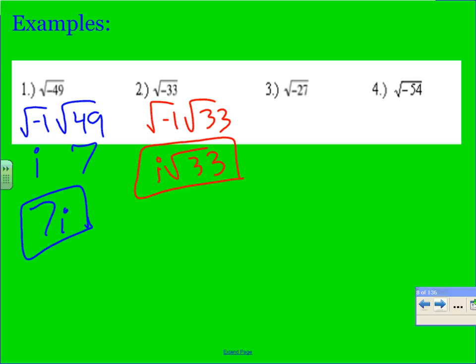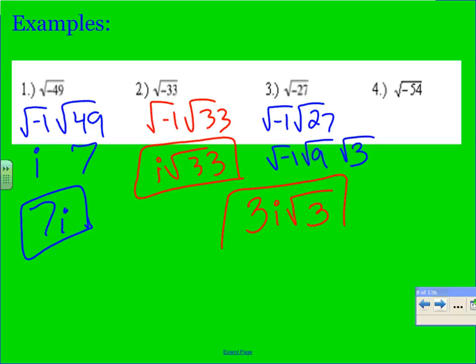Okay, square root of negative 27. We need to break that down into 3 things. Gigi, what can we break it down into? Good job. So square root of negative 1, and then you know 27 can be broken down into 9 times 3. So what would our answer be? Nathan? 3I times the square root of 3. Good job. 3I times the square root of 3.